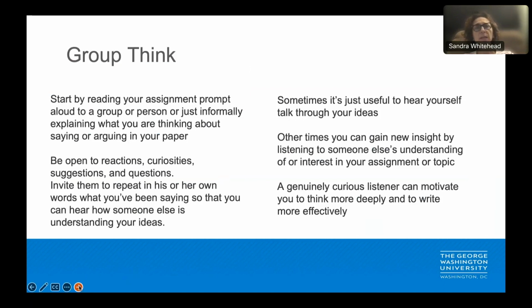Using other people's input and feedback, and even your own, as you hear yourself talk about it, think about, well, is this a good elevator speech? Is this something that I could actually write my paper on?